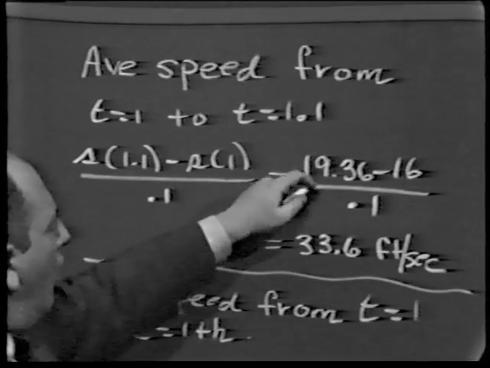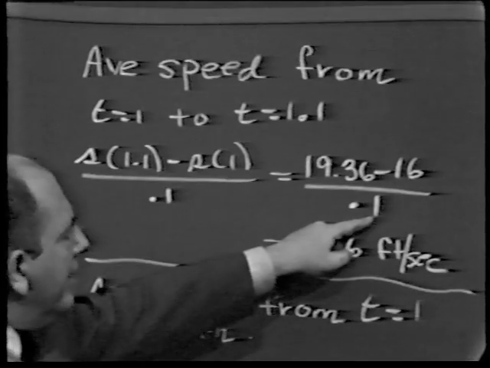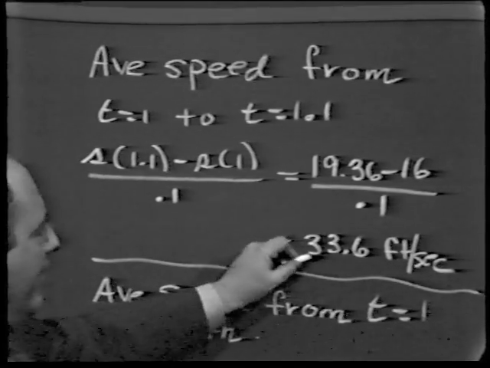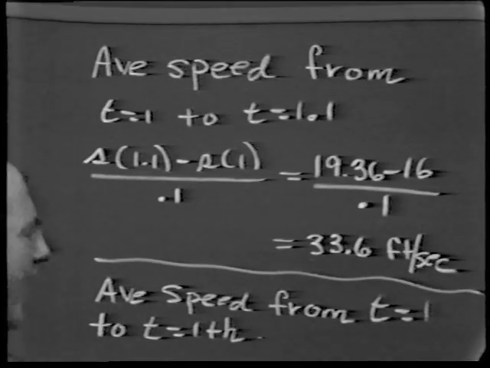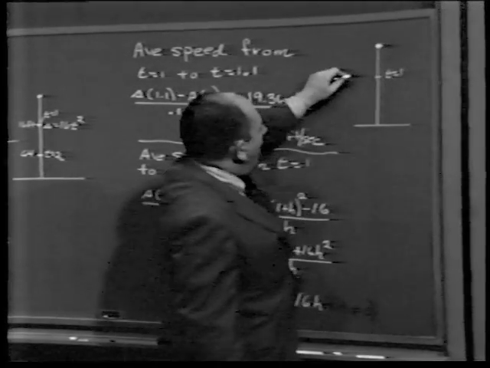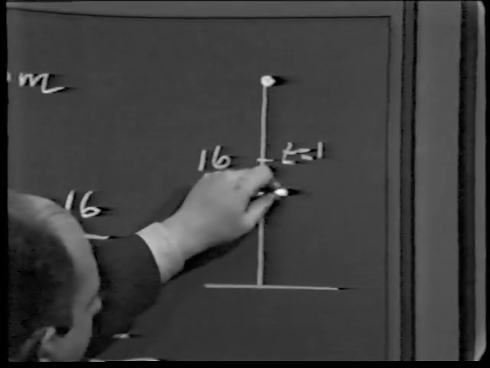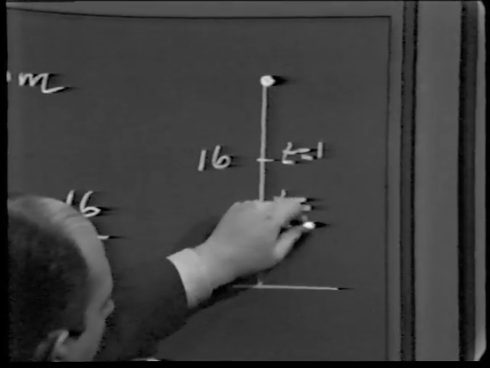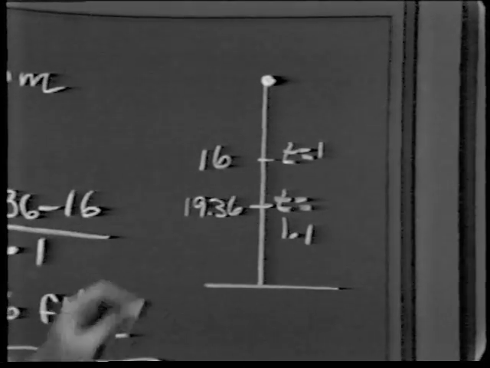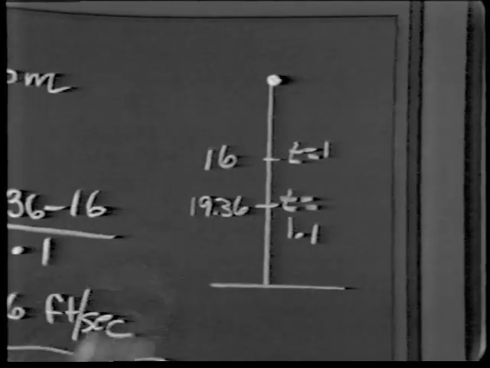We find the total distance traveled during the time interval, we divide by the length of the time interval, and that quotient, by definition, is the average rate of speed. Again, in terms of our diagram, at t equals 1, the object has fallen 16 feet. I'll distort this so that we can see what's happening here. At t equals 1.1, the object has fallen 19.36 feet. And now we compute the average speed from here to here in the usual high school way.